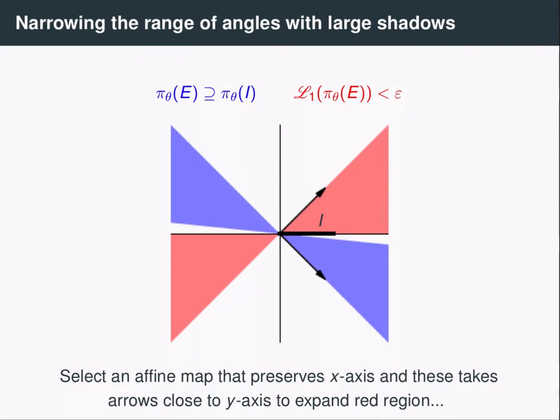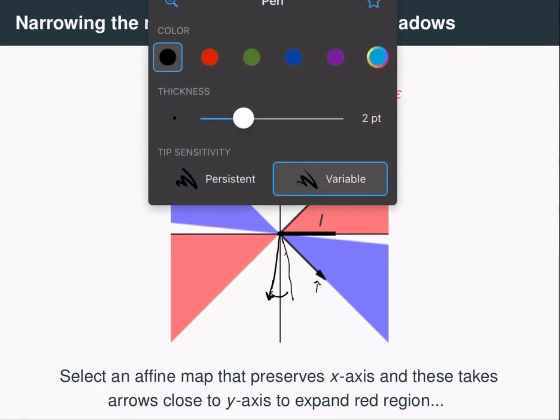So now I'm going to pick an affine map that does the following. First of all, it preserves the x-axis, so it doesn't change anything, and hence this interval I will stay where it is. Secondly, it's going to move this arrow close to the y-axis. And finally, it's going to take this arrow and move it to an arrow right to the left of the y-axis. So what that's going to do is expand the blue region so that it contains a neighborhood around the y-axis down here. So let's color that blue.